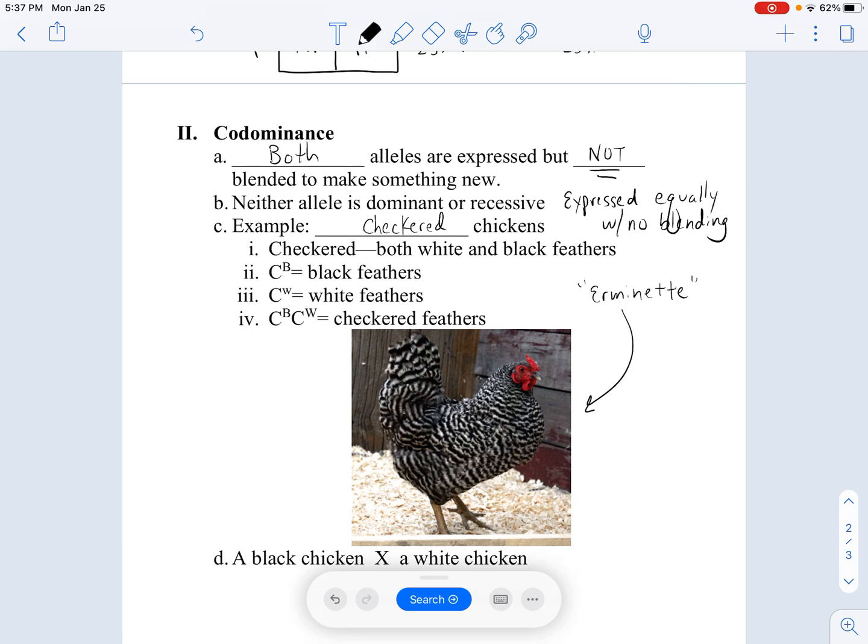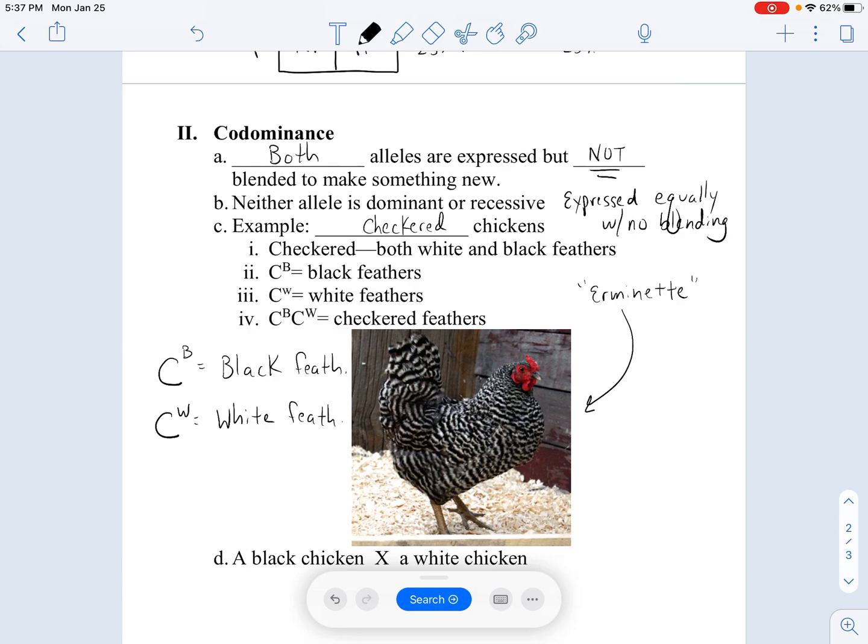And the alleles that we're going to write are going to be a little bit different. We're going to use the letter C for chicken, or you could use an F for feather. It honestly doesn't matter. And we're going to do a superscript to denote the color of the feather. So they're all going to just be capital C's. Superscript B is going to represent black feathers. C superscript W is going to be white feathers, and this is listed up above.